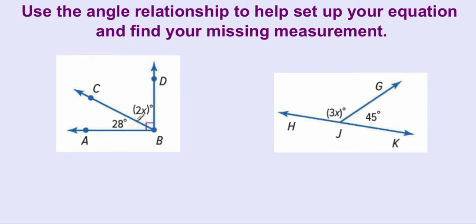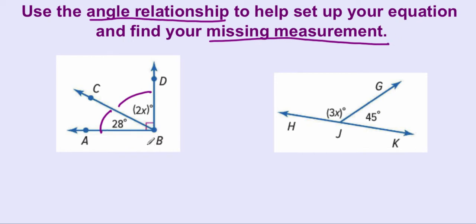Take a look at our first example here. We know that this angle here is 28. We don't know how much this angle measures. It's just described as 2x. But if we use what we know about our angle relationships to realize what is the relationship between those two angles, we can use that to help us find our missing measurement.